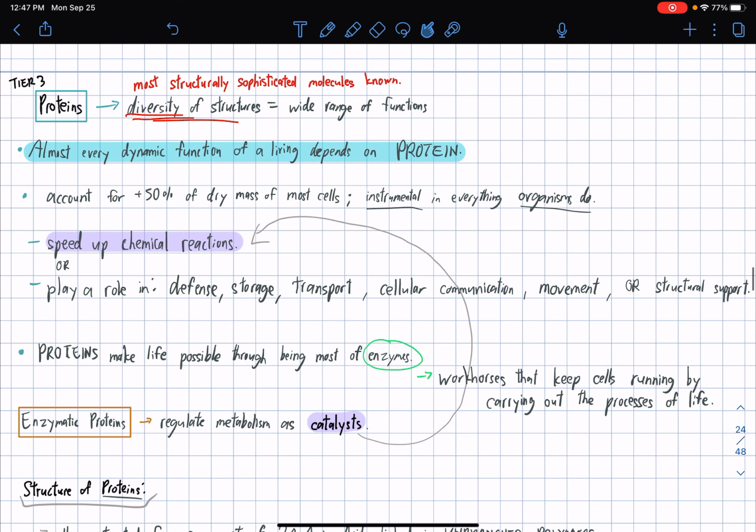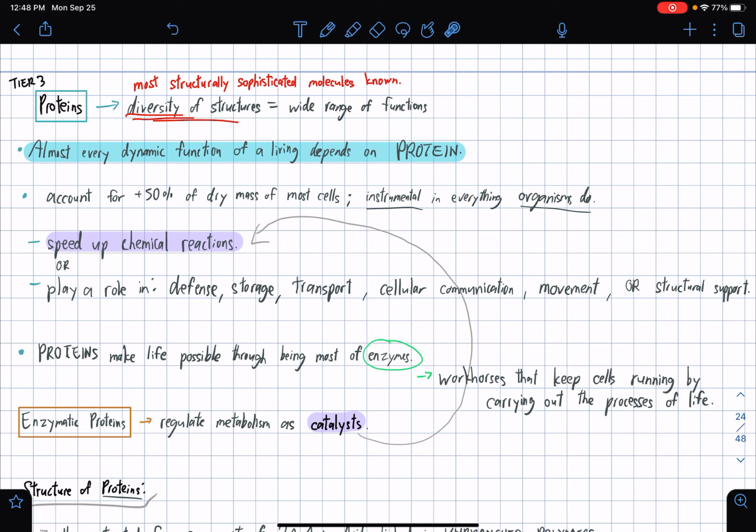So proteins are a diversity of structures. They have a wide range of functions. They're the most structurally sophisticated molecules known, and almost every dynamic function of a living thing depends on protein. They account for about 50% of dry mass of most cells. They're instrumental in everything organisms do. They can speed up chemical reactions, acting as catalysts, regulating metabolism, or they can play a role in defense, storage, transport, cellular communication, movement, or structural support.